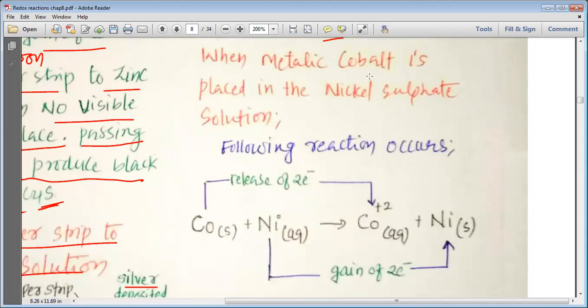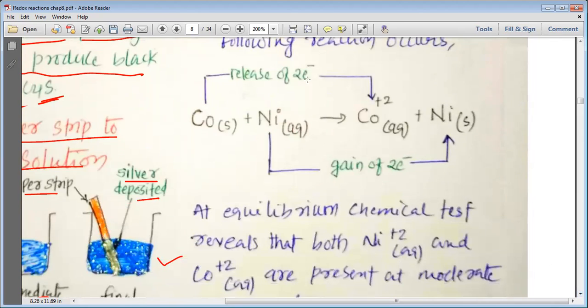When metallic cobalt is placed in the nickel sulfate solution. Now let's look at this. When metallic cobalt is placed into the Ni plus 2 aqueous solution, here I need to write plus 2 actually, we get cobalt plus 2 and Ni solid. So cobalt actually releases 2 electrons and nickel gains 2 electrons and turns out to be nickel solid.